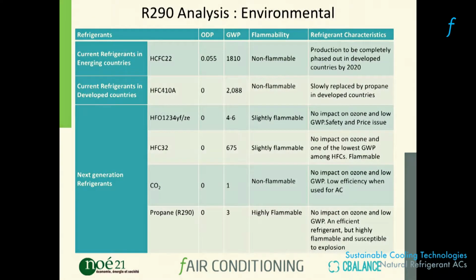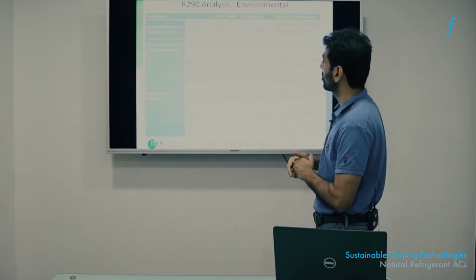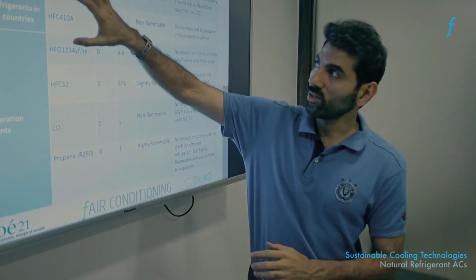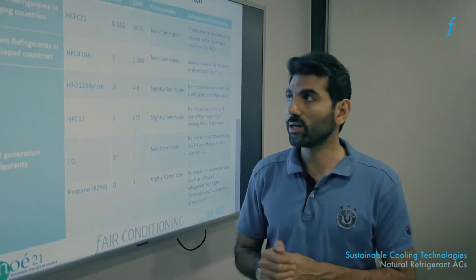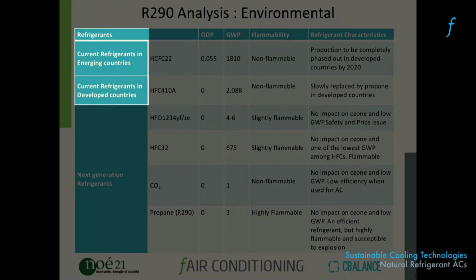Moving on to the environmental benefits and concerns of these gases. So first, let's understand what this chart is. This chart presents the most conventional current refrigerants used in India right at the top. The first 2 are a hydrochlorofluorocarbon. This one is called R22 or HCFC22. The second one is HFC410A.